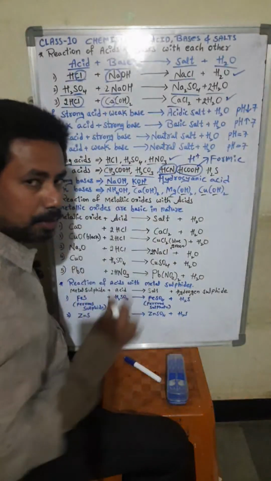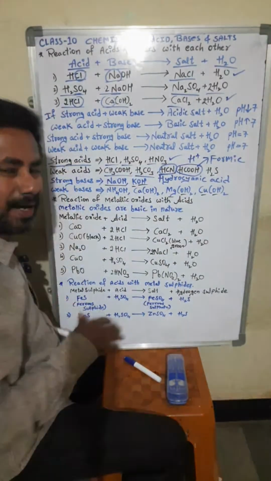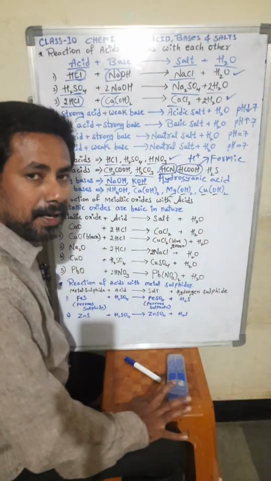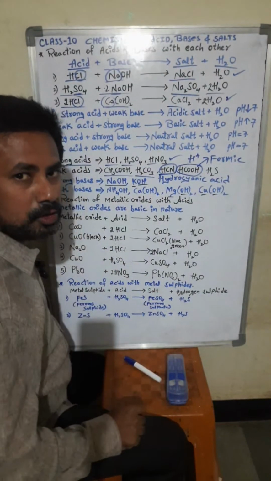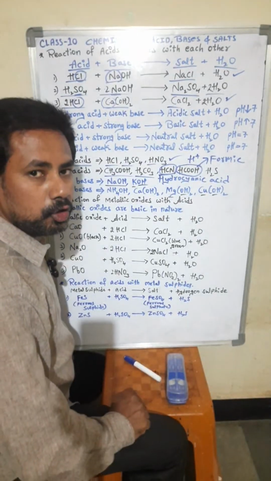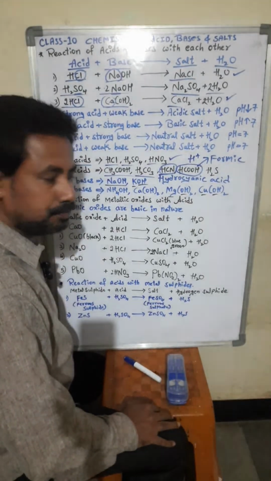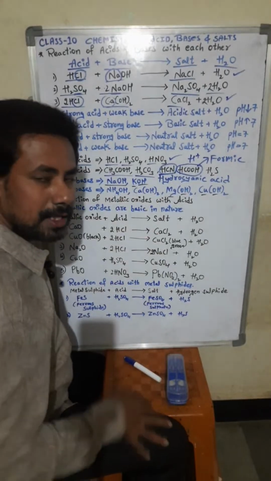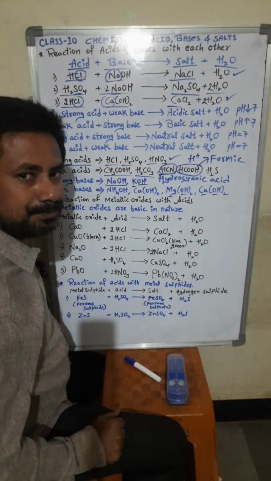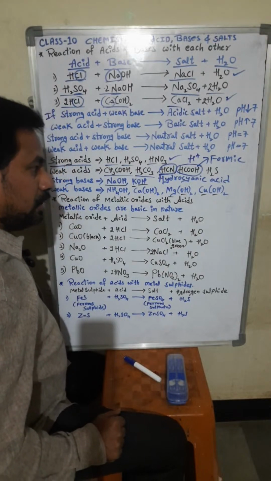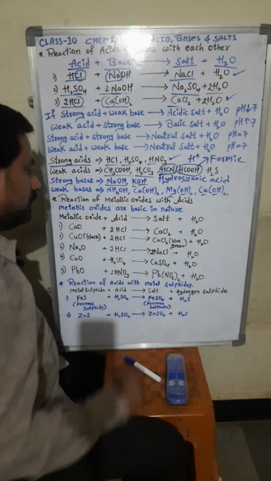You have to fix in your mind, you have to learn by heart. What is Cu(OH)2? Copper hydroxide. Copper hydroxide formula is Cu(OH)2. What is magnesium hydroxide? Mg(OH)2. What is calcium hydroxide? Ca(OH)2. These all are strong bases. Okay, fine. Next.